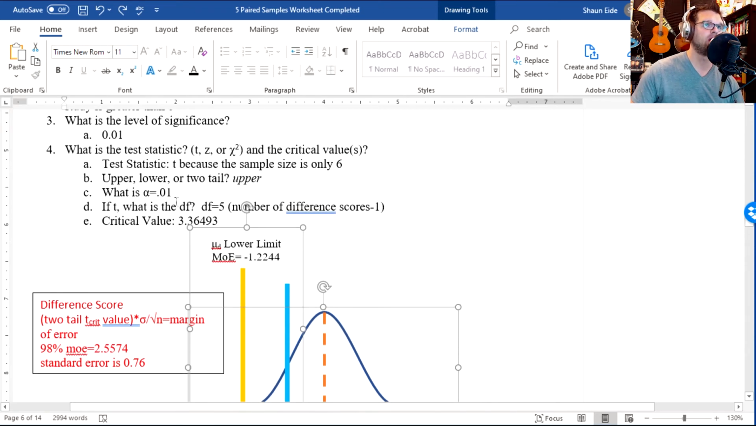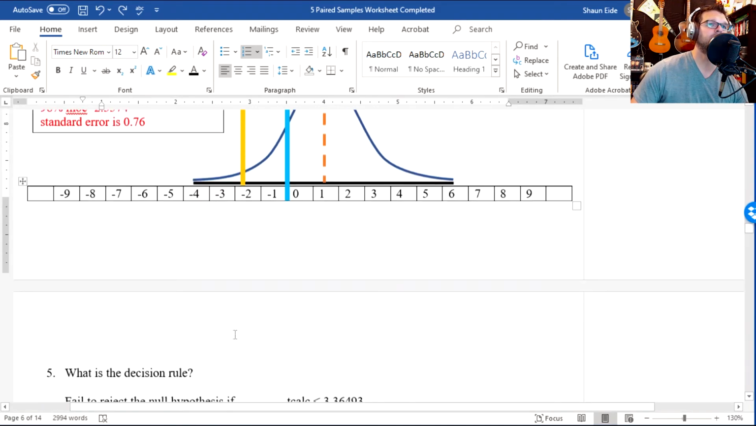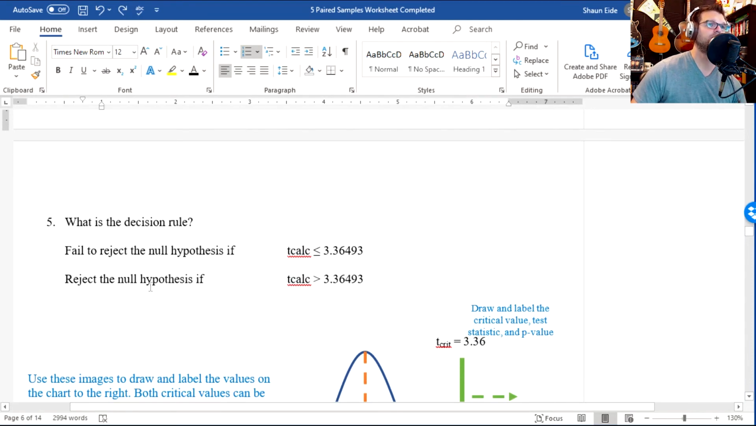Okay, so we've got an upper alpha of 0.01, degrees of freedom of 5, critical value of 3.36493, which I got directly from the t-critical one-tail test from the data analysis tool. And so coming down here, what is the decision rule? The decision rule is we are going to fail to reject the null hypothesis if t-calc is less than or equal to 3.36493.